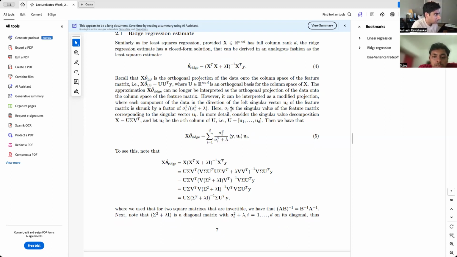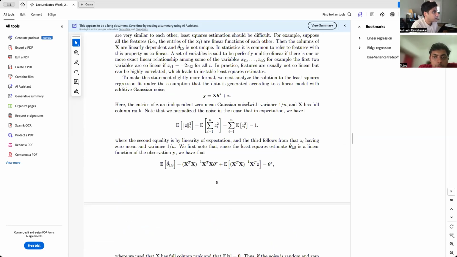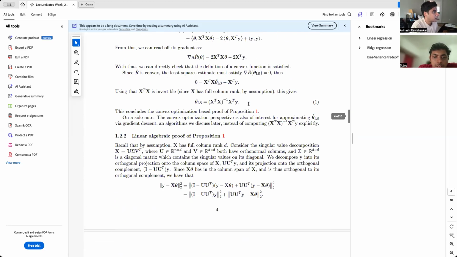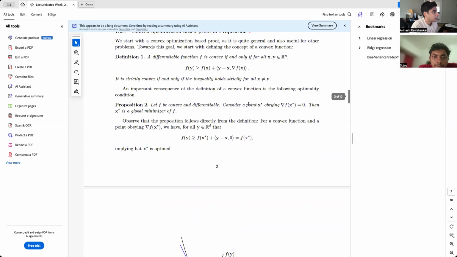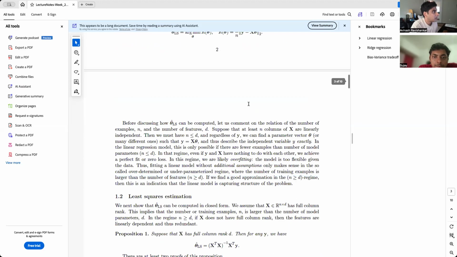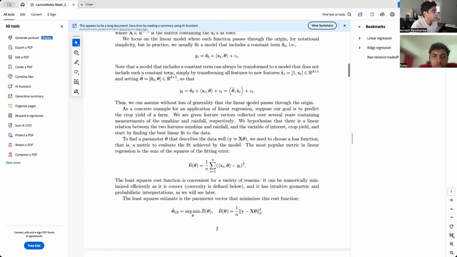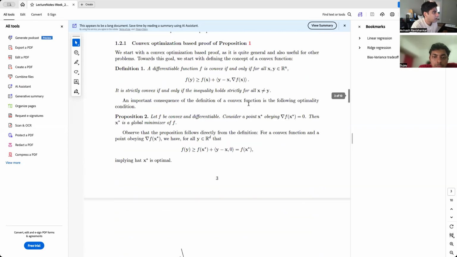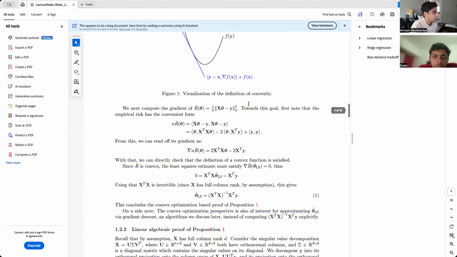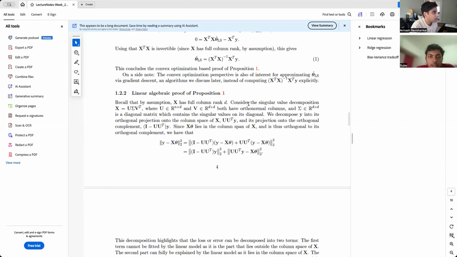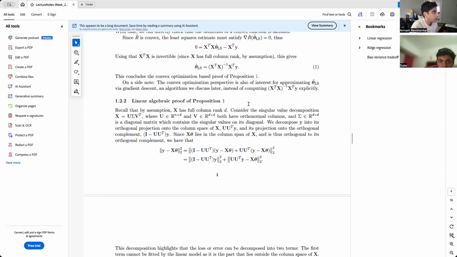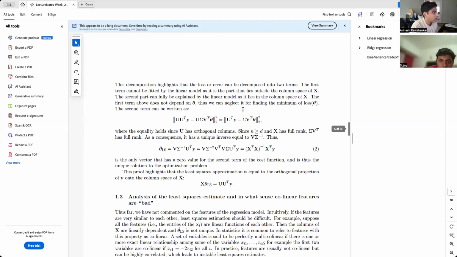Can I go back real quick to see the original linear regression one? Yes, you can check this. This factor wasn't there. X theta hat, where did it go? Not so far back. Next page, somewhere below this. This one. X theta hat is U transpose Y.